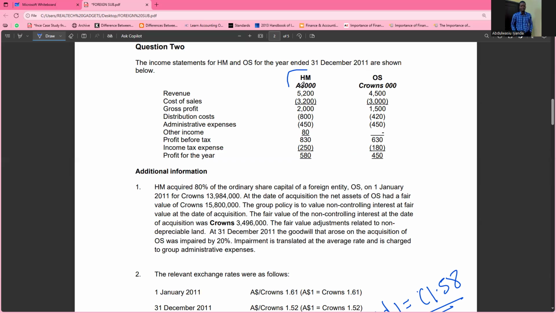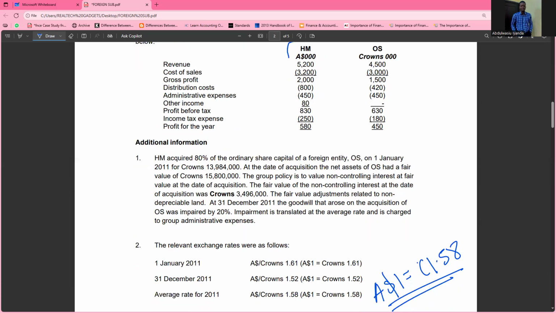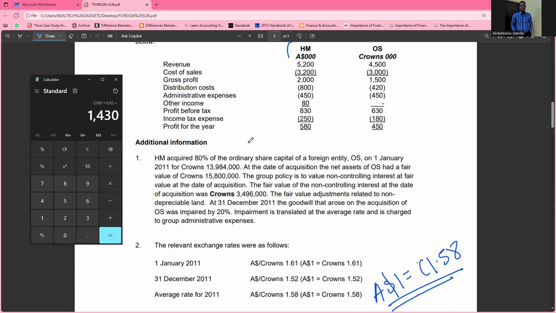Because the parent is more valuable. The parent currency is more valuable than the subsidiary. So what I will just do here now is, let me just say this one is 1.58. If I say 1.45 multiply by 1.58, what are you having? You are having 7,001. You can say that is wrong.